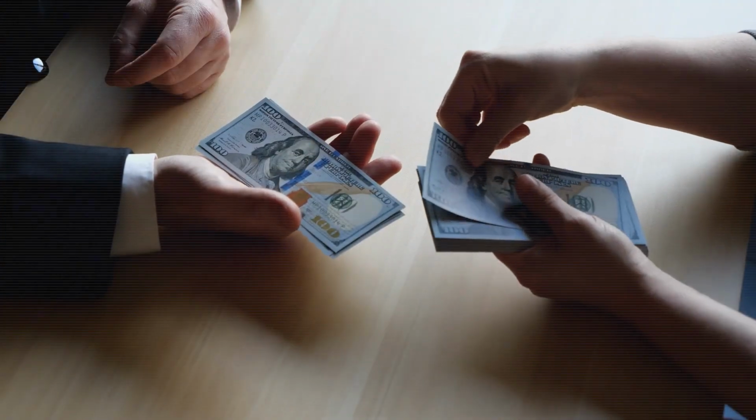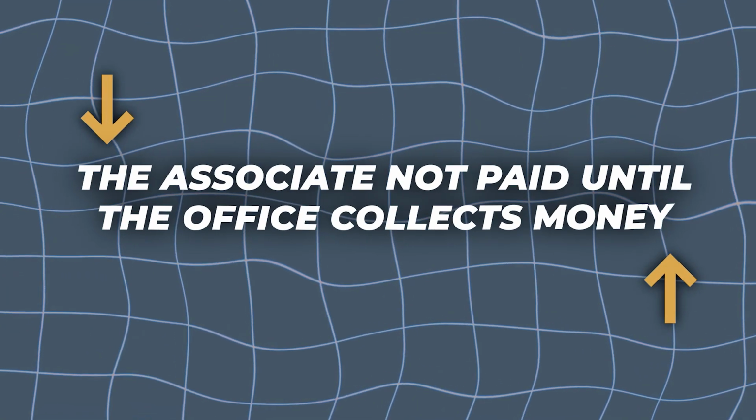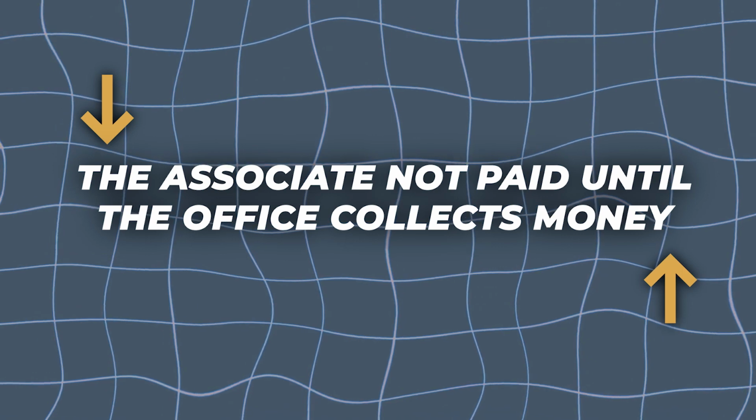The next type of pay is a collections type pay. Now, in a collections-based contract, the difference with an adjusted production-based contract like we just talked about is, in the previous example, the associate was paid initially. So in that initial pay period, they did receive a paycheck even though the office has not obtained reimbursement from the insurance carrier. In a collections-based model, the associate never gets paid until the office actually collects the money.